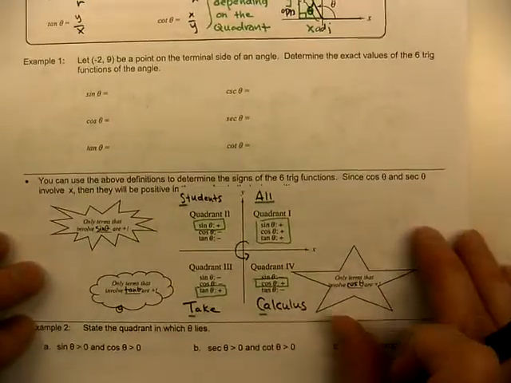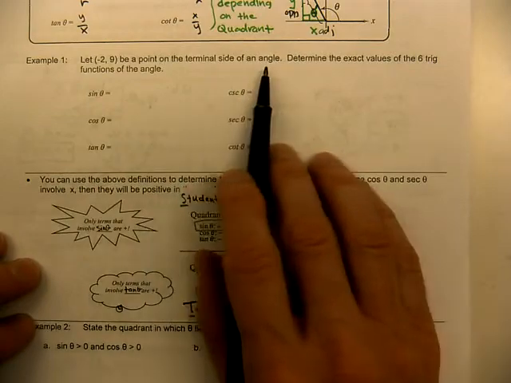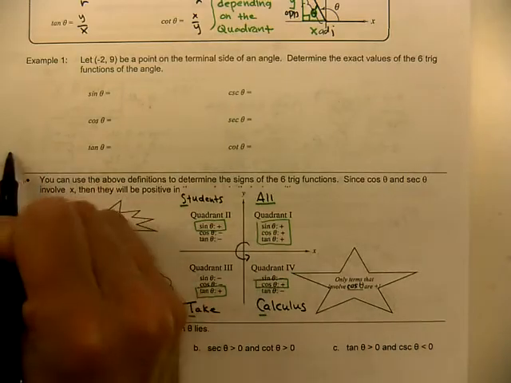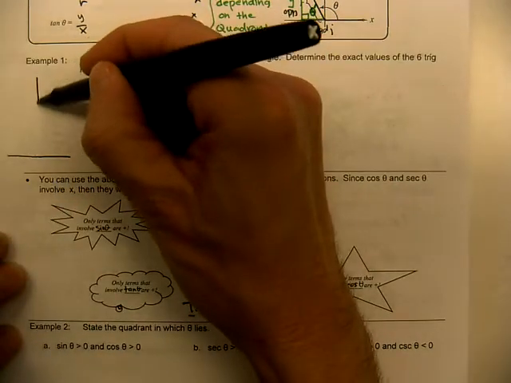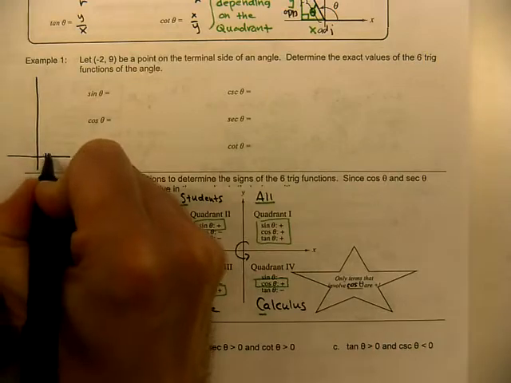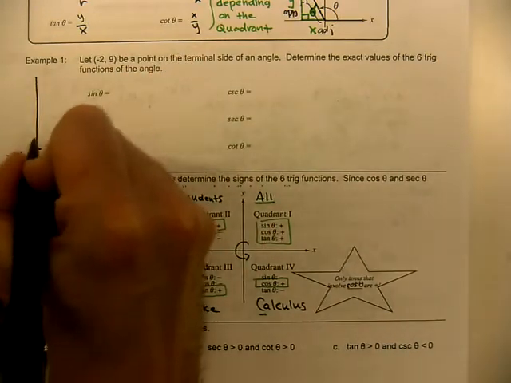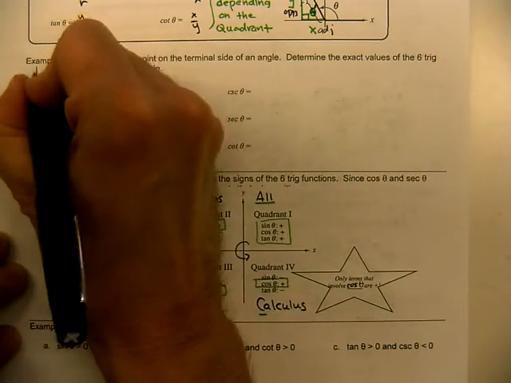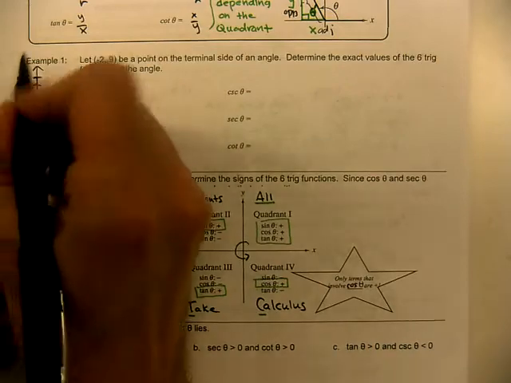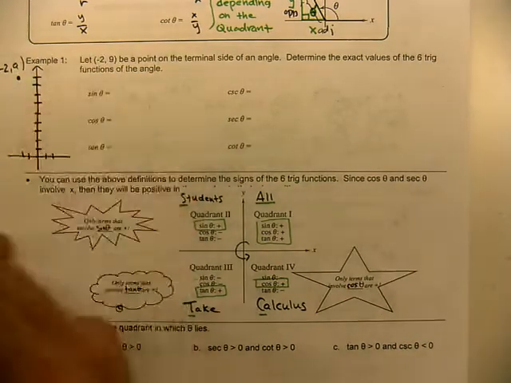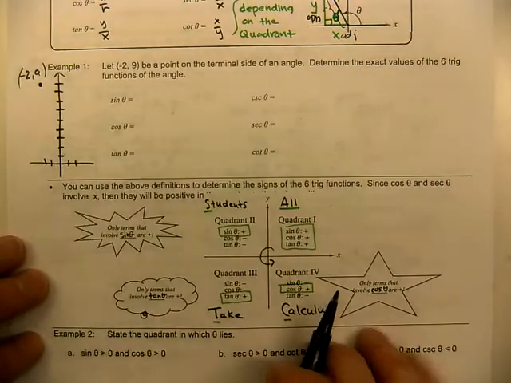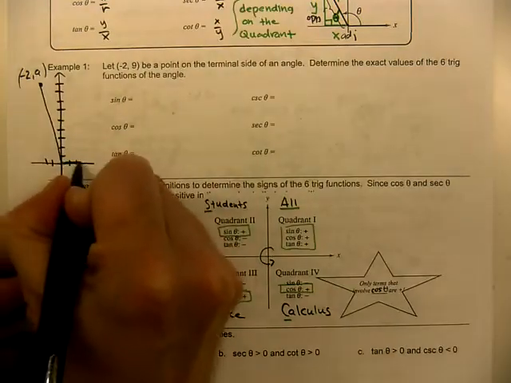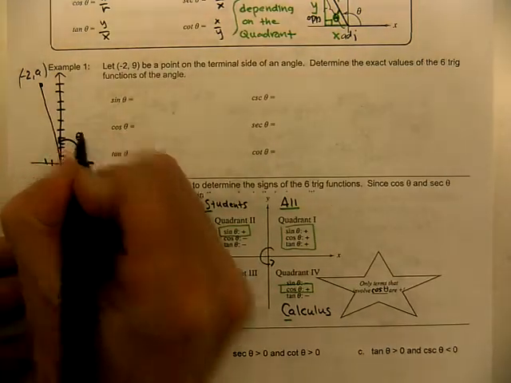They are giving us the point negative 2, 9. That will be the point on the terminal side of the angle, and then we'll determine the six trig functions. Let's draw a little sketch here. Here's our Cartesian coordinate plane. With a y-coordinate of 9, we have a quite tall vertical axis. 1, 2, 3, 4, 5, 6, 7, 8, 9, way up there. All right, so here is our point. This is the terminal side of the angle drawn in standard position, so there's our angle of rotation.